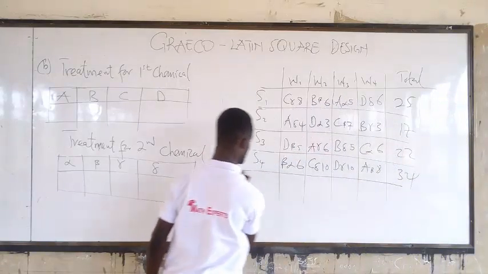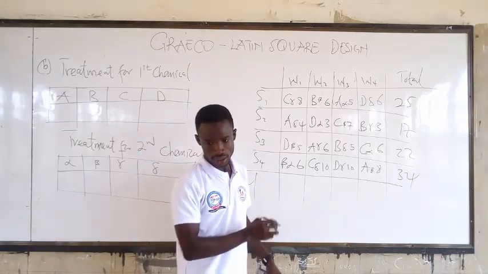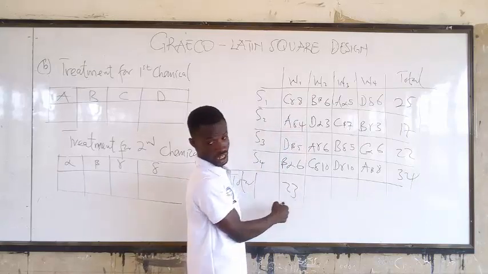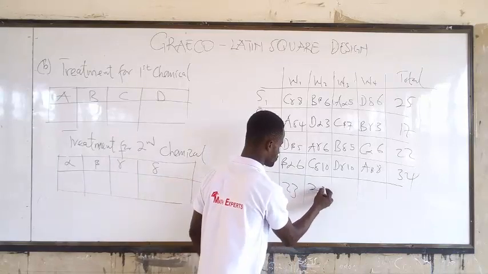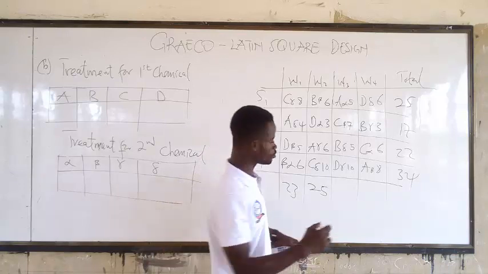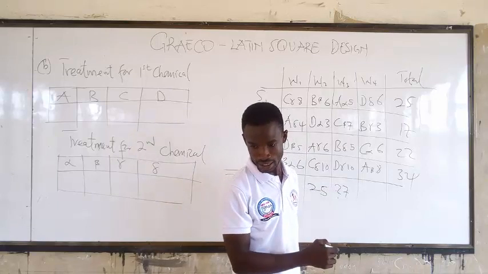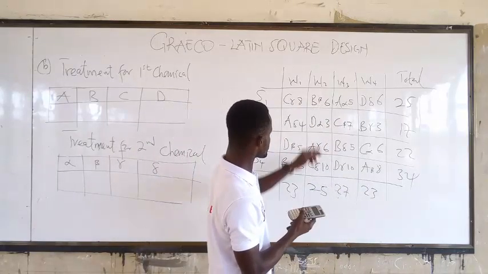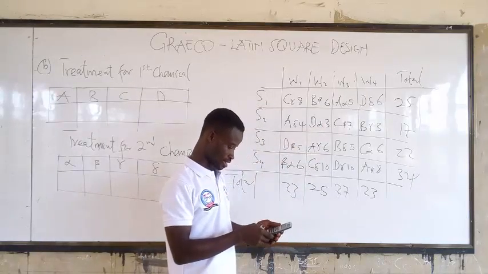Then we come back to the columns, the total of the columns. That one here, 8 plus 4 plus 5 plus 6, you get 23. Then here will be 25, then here will be 27, then here will be 23. Let's try one and see. 6 plus 3 plus 6.